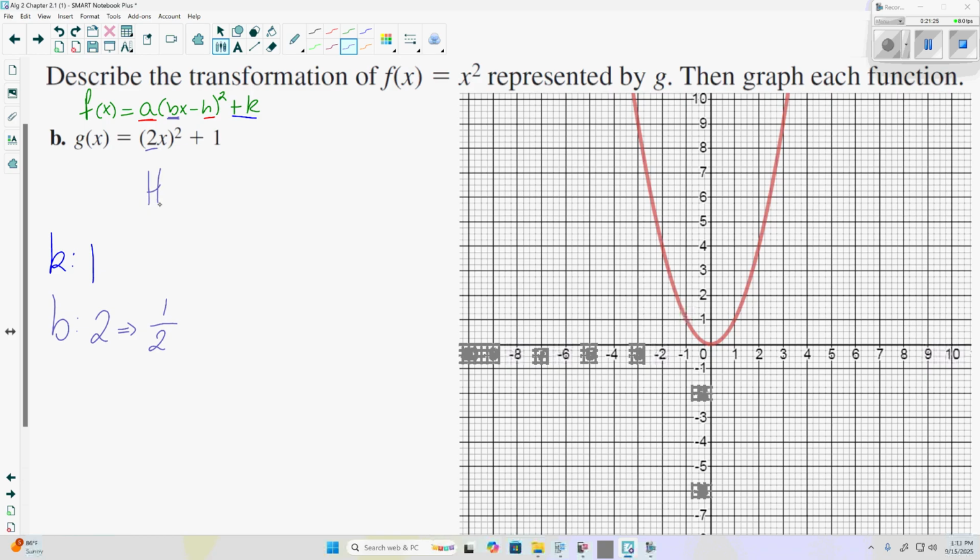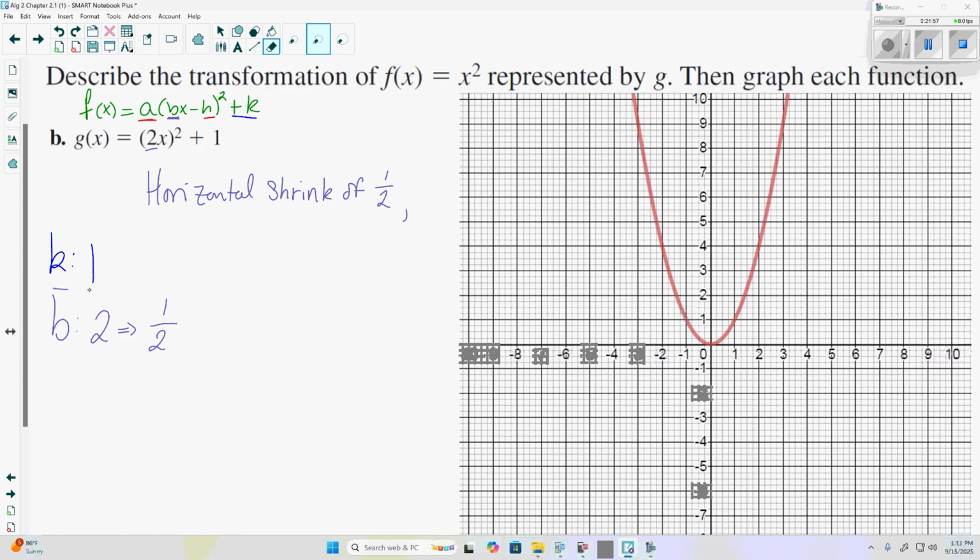So this would indeed be a horizontal shrink of 1/2. Because we still use the 1/2. Even though the A value or the B value is 2, we look at the flip form, not the regular form. At this point, and again, for me, I just flip it and think of it as 1/2 for that horizontal shrink.